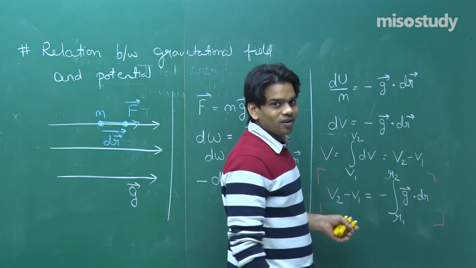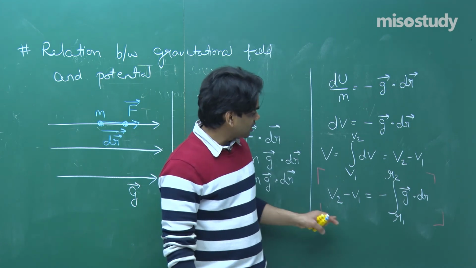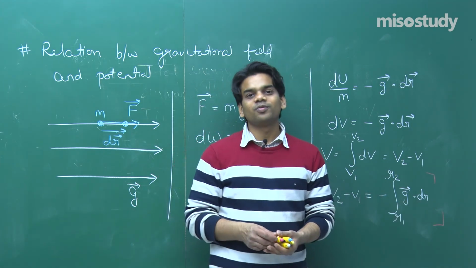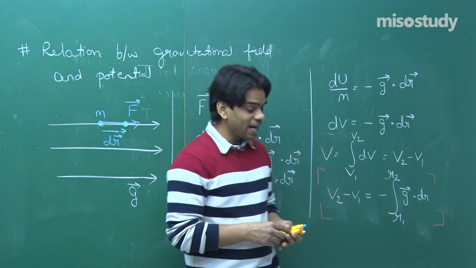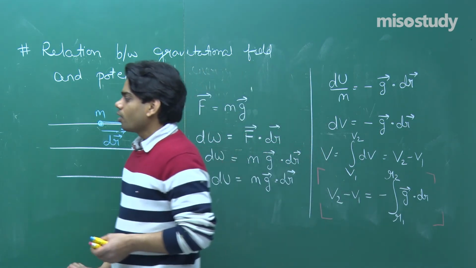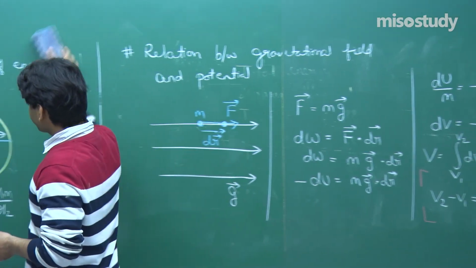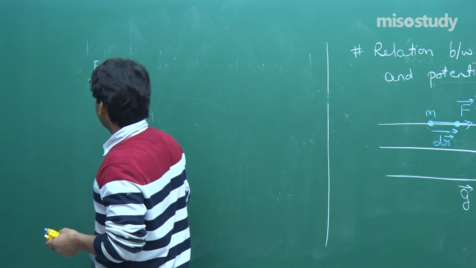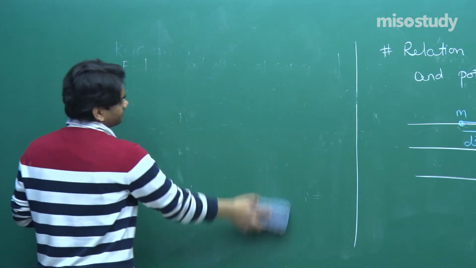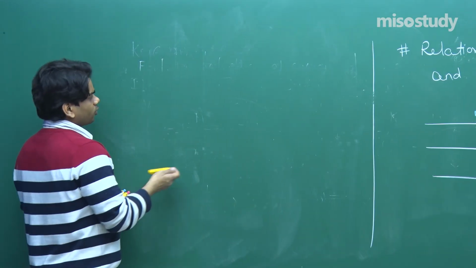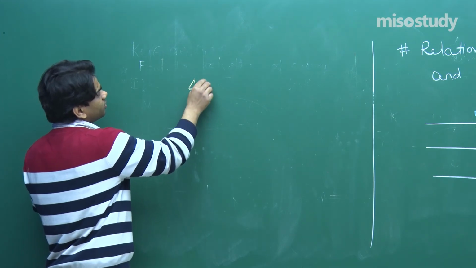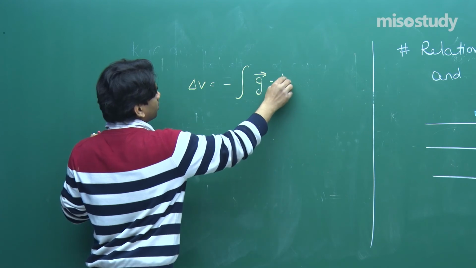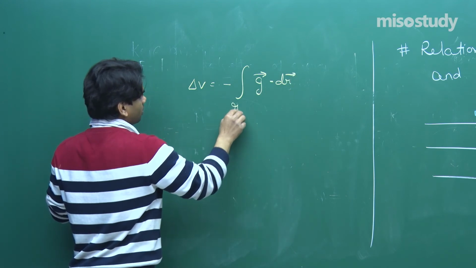I believe that you have obtained the relation between field and potential. Potential difference is equal to the negative of the integration of the dot product of field and the small displacement that we have taken. To understand this entire thing better, we will practice more problems. I wrote that delta V is equal to minus integration of g dot dr from r1 to r2.